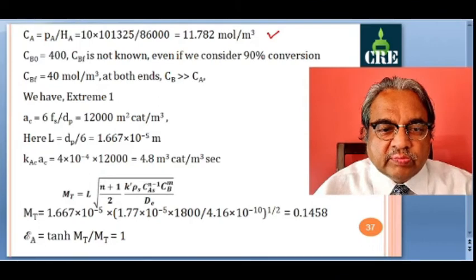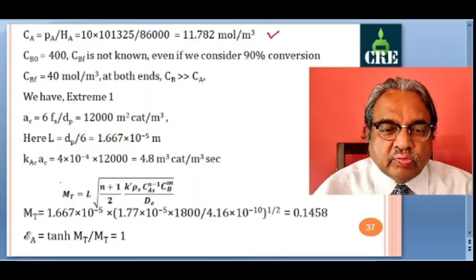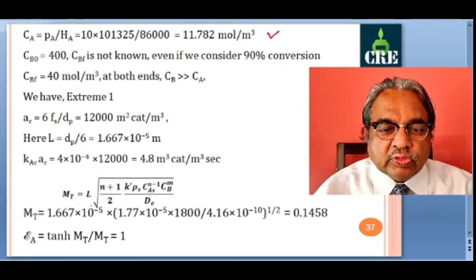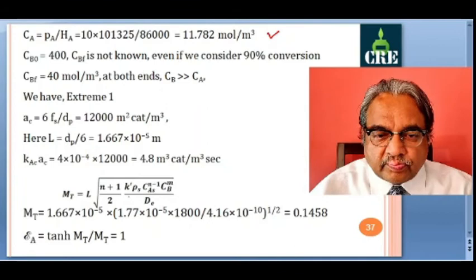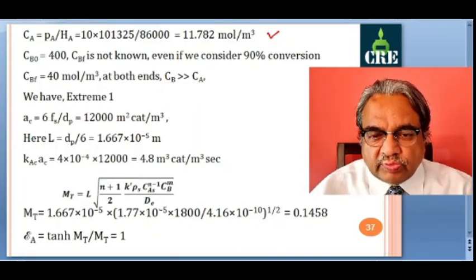The Ac value, 6 times Fs into dP, is calculated. L is dP by 6, that value is calculated. kAc Ac, this value is also calculated. And we'll find out the Thiele modulus now. So the Thiele modulus: L is 1.667 into 10 raised to minus 5. Ca raised to 1, n is equal to 1. So (1+1)/2 is 1. K prime is 1.77 into 10 raised to minus 5.